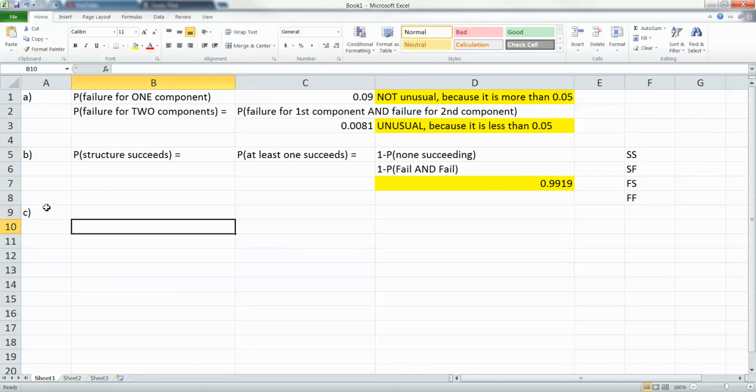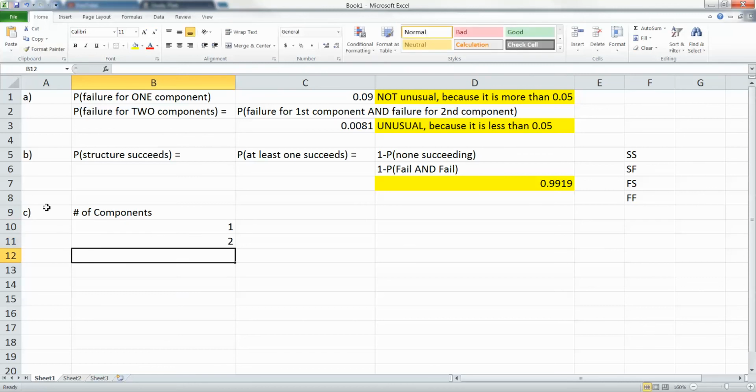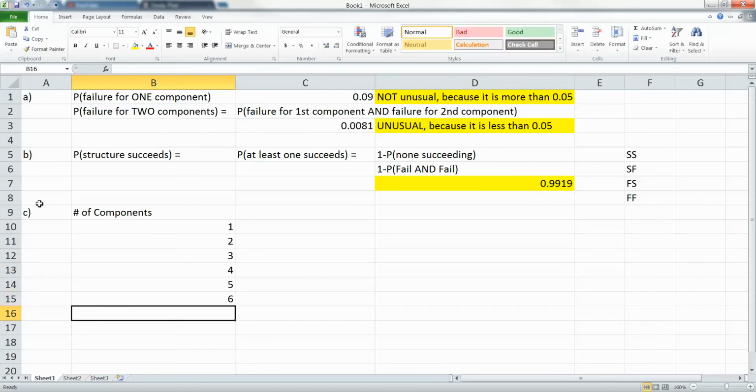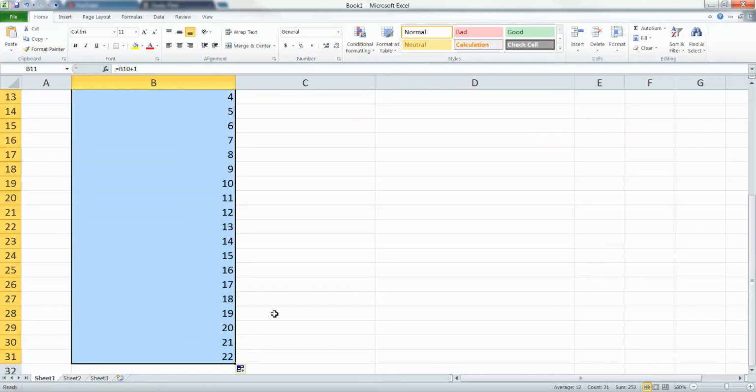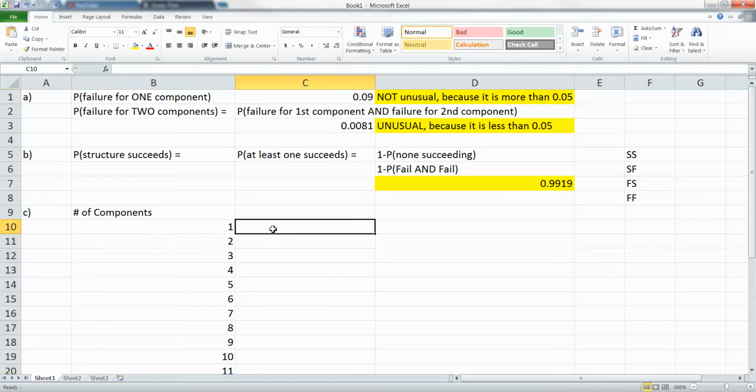So here's what we're going to do. We're going to say we have one component, two components. Number of components: 1, 2, 3, 4, 5, 6. Let's do this faster. Equals that guy plus 1, enter. So when I drag it down, it gives me that. And I can always drag further if I need to.